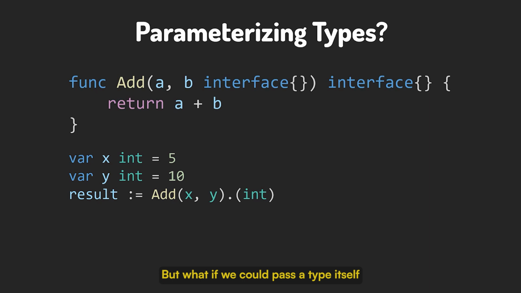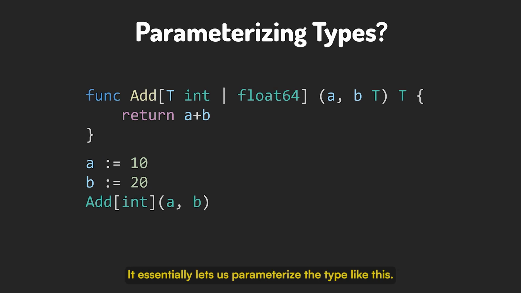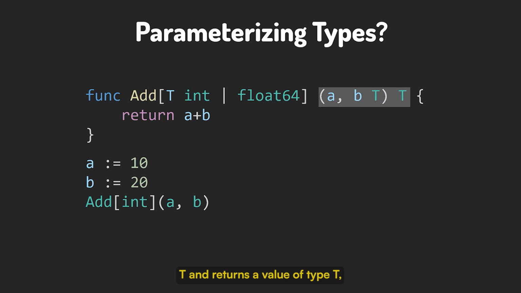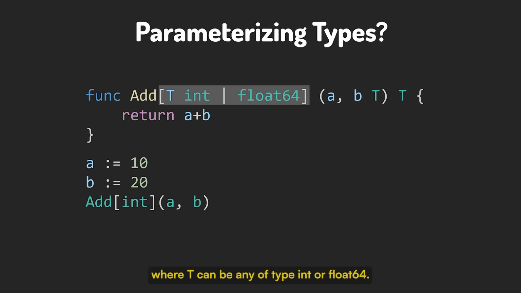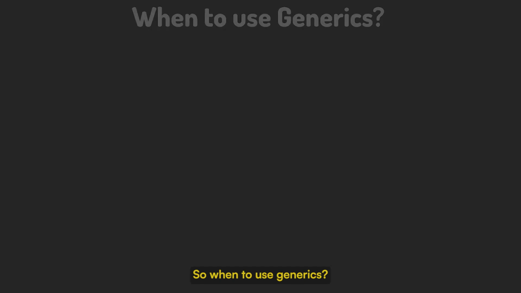But what if we could pass a type itself as a parameter to the function? This function could then work with the passed type and return results of that same type. Well, this is exactly what generics allow us to do. It essentially lets us parameterize the type like this. Here, we are essentially saying that, hey, define a function add that accepts two values of type T and returns a value of type T, where T can be either int or float64. Notice how the type is also sort of a parameter to the function. We can also skip this parameter when calling the add function because the compiler is smart enough to infer it from the passed variables.